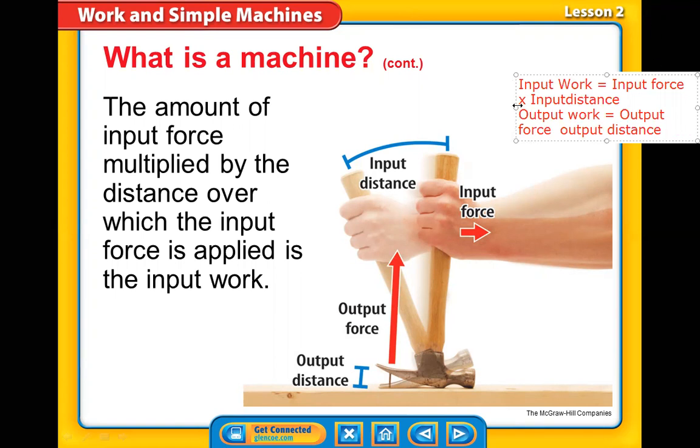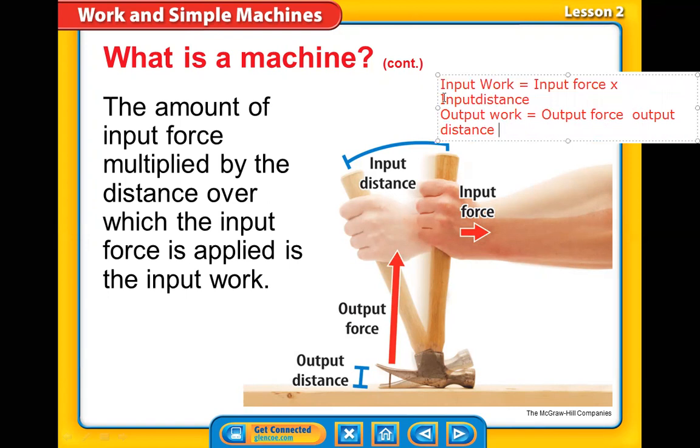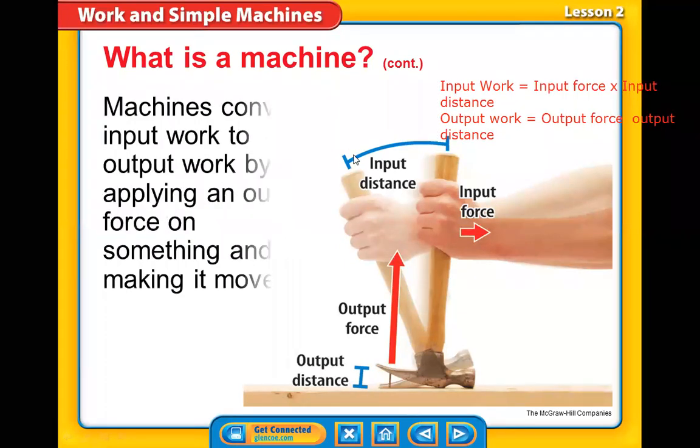These are the equations that we have to know about any machine: the input force multiplied by the input distance equals the input work that you do on the machine. The machine now will take this work and convert it to the output work resulted by it. So they convert the work, but they do not change the work done. They do not change the amount of work needed or required to do the task. Just make it easier for me.